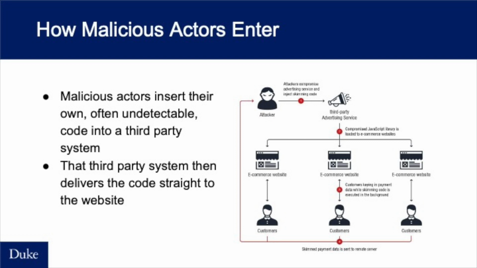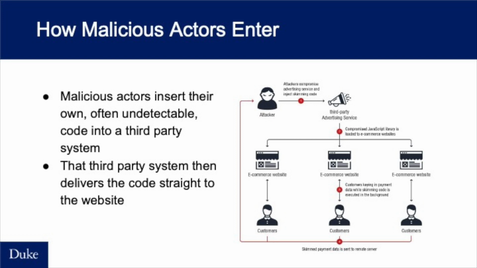So I've just described to you the dangers, but how do malicious actors actually use third-party code? Malicious actors tend to insert their own, often undetectable code into a third-party system. The third-party system then delivers the code straight to the website. That can be a company's website for development, a chat feature, or advertising, or all of the above that were mentioned earlier.